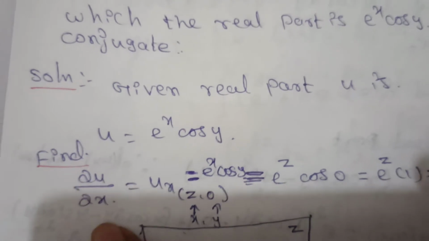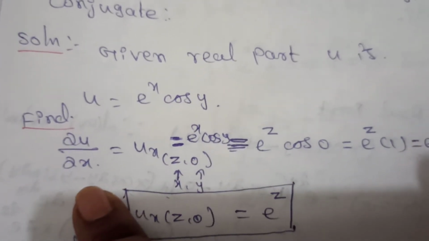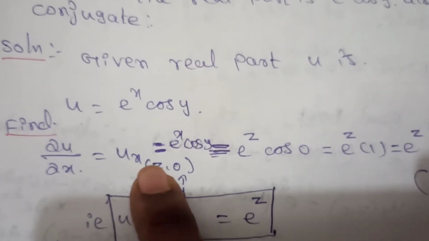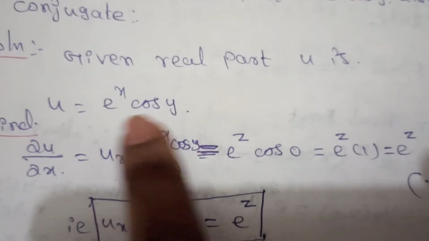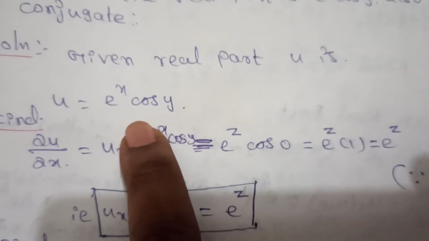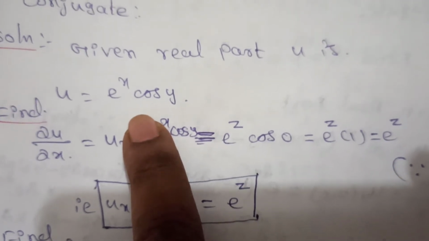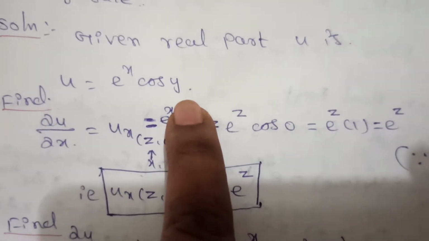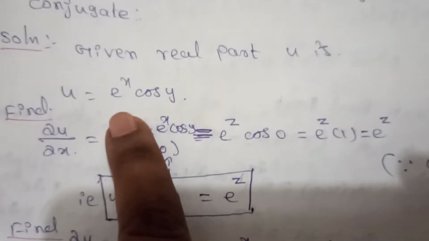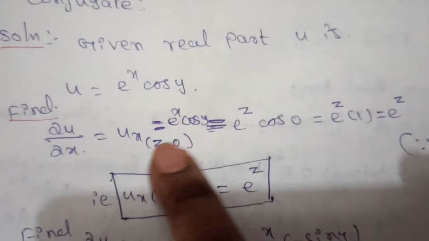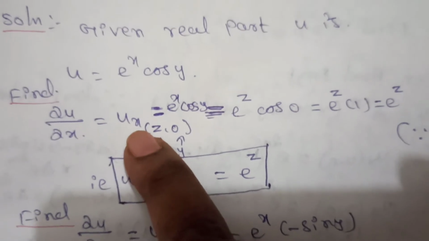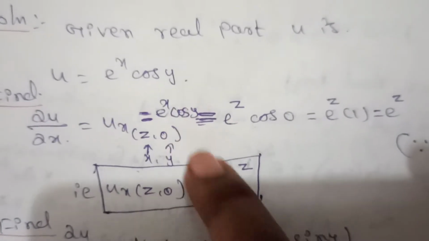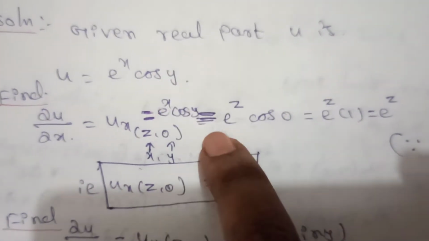First find dou u by dou x, the partial derivative with respect to x. You can write u x, so differentiate this value. You already know that you differentiate partially with respect to x keeping y constant. If you differentiate partially with respect to y, keep x constant. Now use the partial with respect to x: u x is the derivative of e power of x into cos y, where cos y is a constant value.